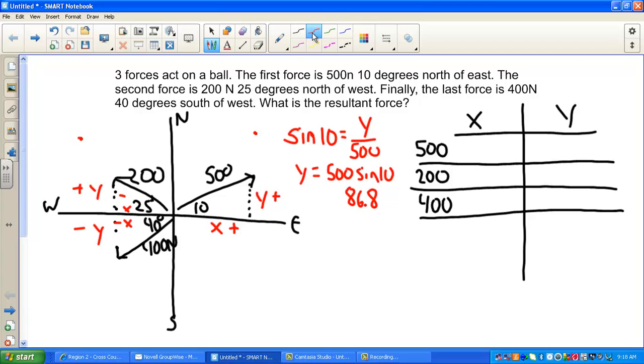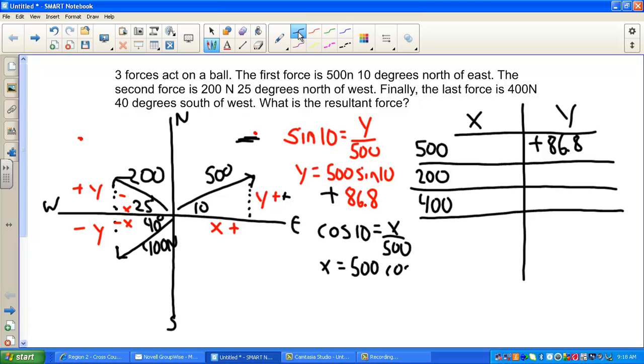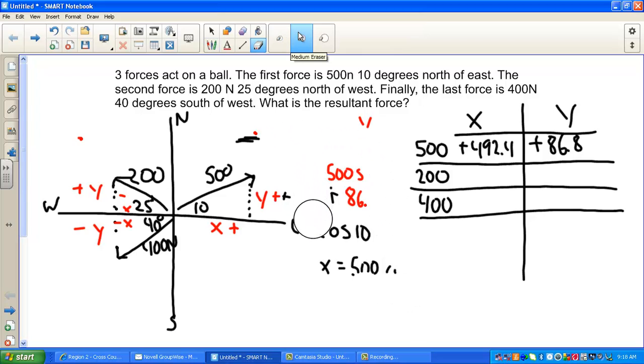I'm going to change marker color. And 86.8, since that is in this quadrant here, that value is positive. For the X component, it's going to be cosine. Cosine of 10 is X over 500. So X is 500 cosine 10. Punching that in, 500 cosine 10 is 492.4, positive because it's in that quadrant. I'll erase so we can clear this up a little bit.